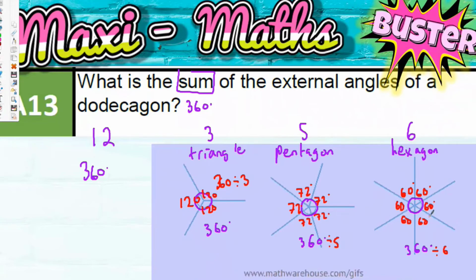And just to link it back to the original question, a dodecagon would have 12 angles. So you would do 360 divided by 12, and 360 divided by 12 equals 30 degrees. So each external angle of a dodecagon would be 30 degrees, but the sum of all the angles of a dodecagon would be 360 degrees.